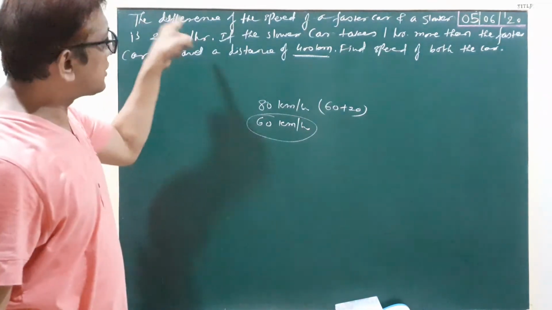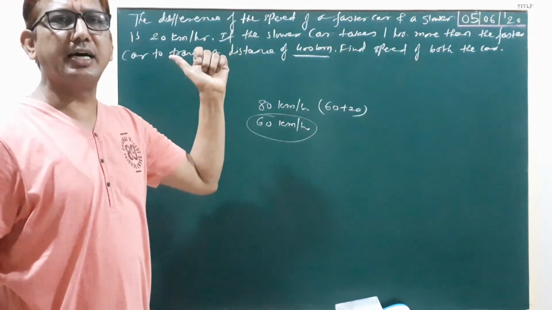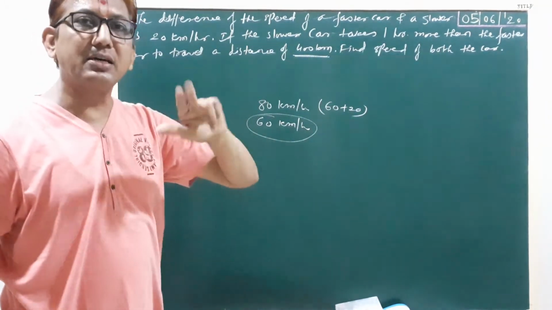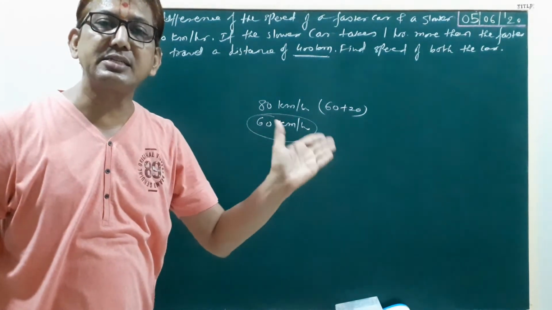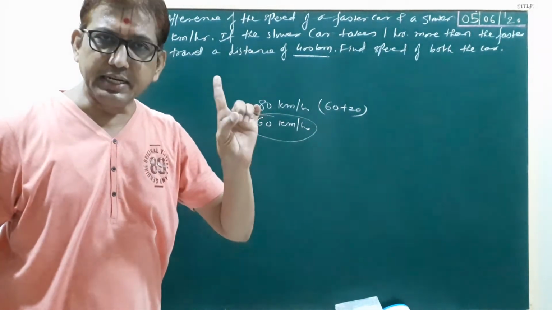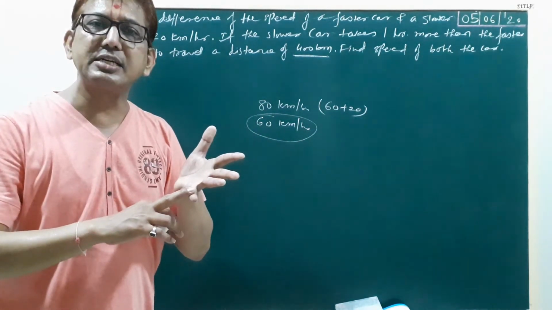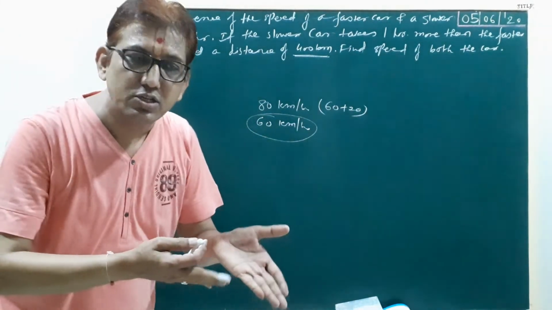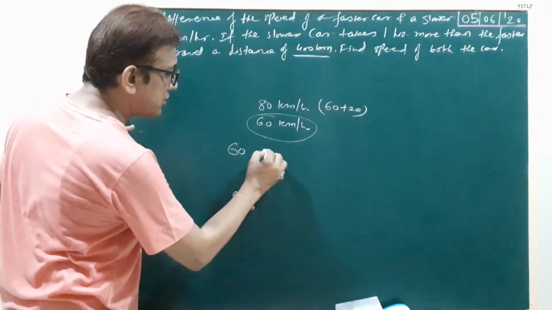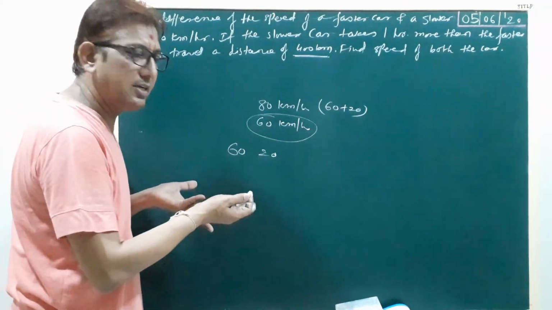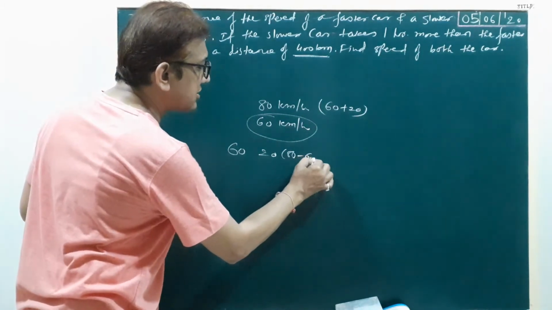Because the difference of the speed of a faster car and slower car, we have already done it by the ages sum, father and son. Remember it? The difference between the sum of the age of father and son is 80 years. So suppose father's age is 60, so son's age is 20, right? Because here 80 minus 60.